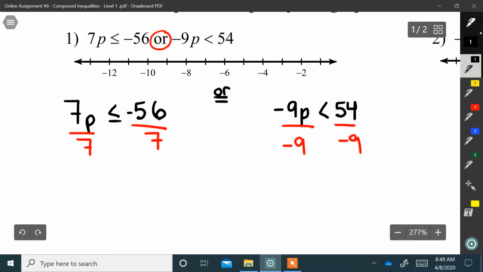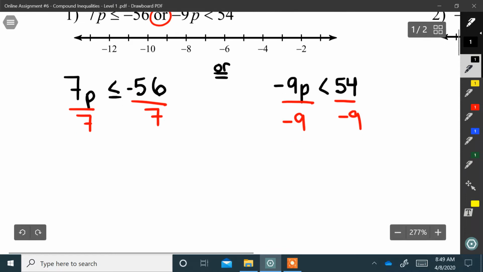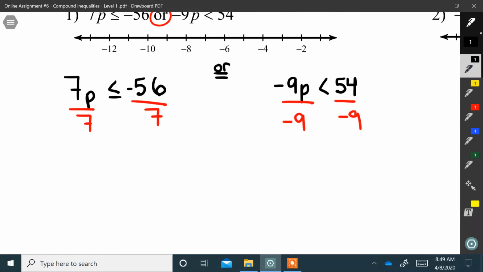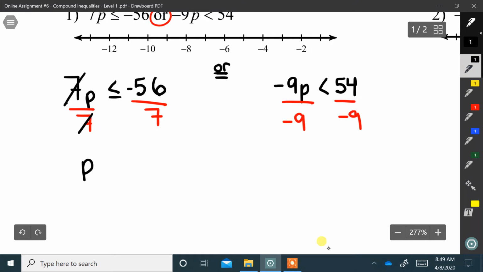Okay, so we have to be very careful with this, guys, because this is what's going to happen. This and this are going to cancel. Negative 56 divided by 7. We're going to divide that. And then we're going to divide this here.